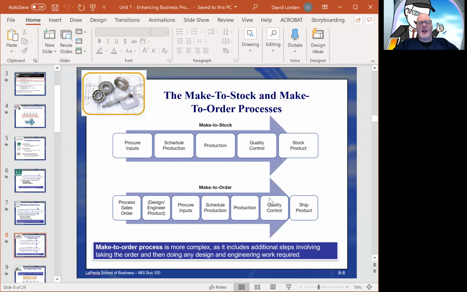The make to order process is really more when there's a unique order. You may have something that is not a staple item, something that's more unique, and you have to give specifications to a particular vendor to make. That's more of a one-off, more of a specialized set of processes. Okay.